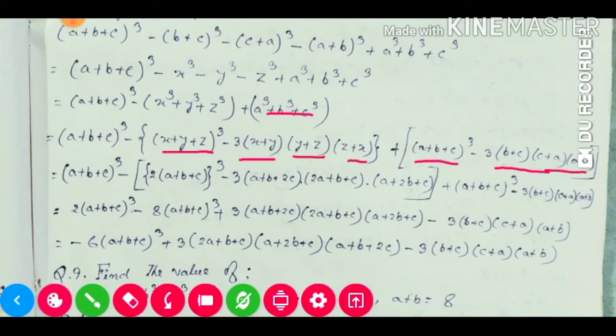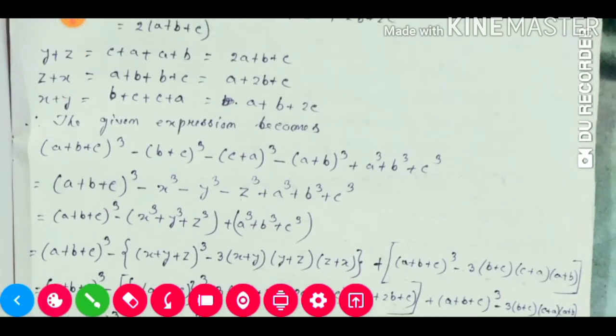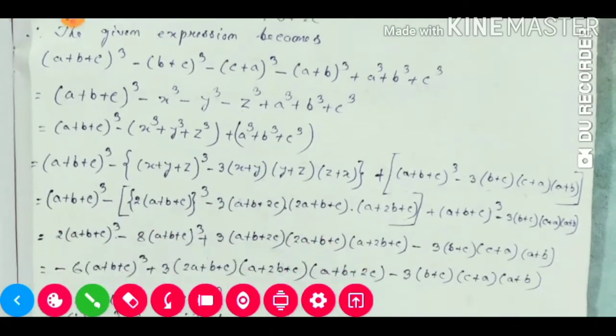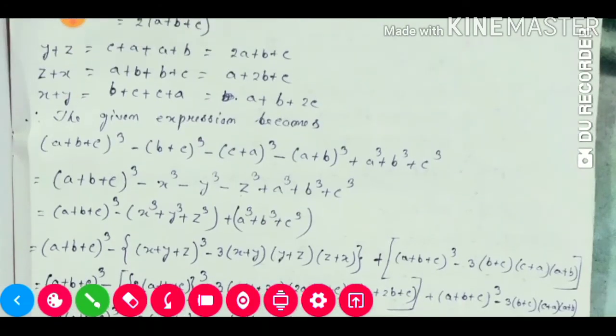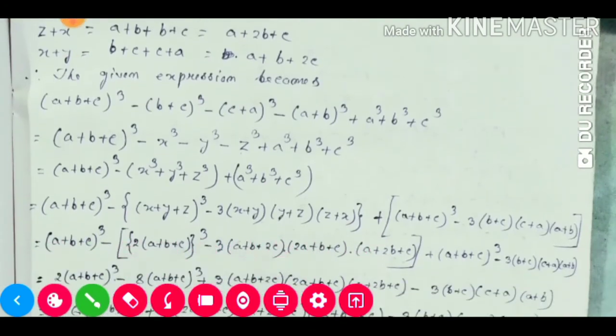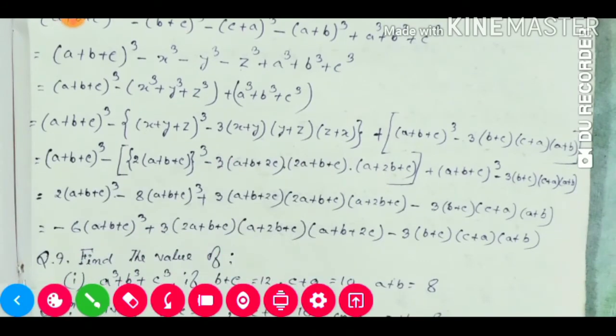Now here we got this one, X plus Y plus Z. The X plus Y plus Z value we already got here. X plus Y plus Z is equal to 2 into A plus B plus C. So we'll put here 2 into A plus B plus C whole cube. And X plus Y, we got the value here. X plus Y value is equal to A plus B plus 2C, that is A plus B plus C. Similarly, whatever we got, we will put here. Y plus Z value also will be put, and Z plus X value also will be put here.